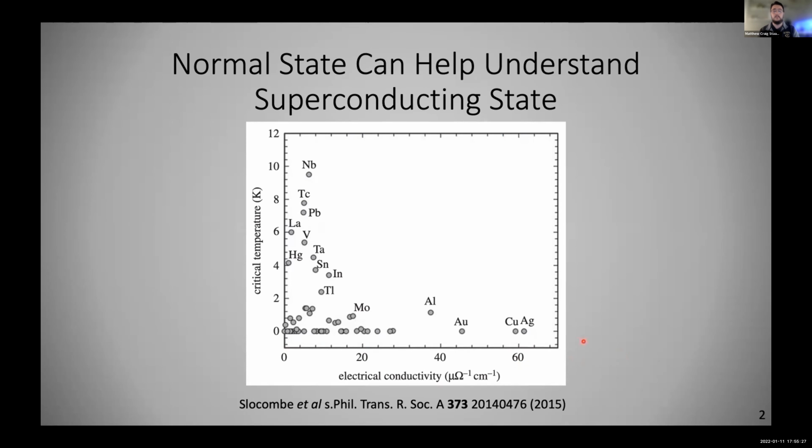On the x-axis, we have electrical conductivity, and the y-axis, we have the superconducting transition temperature. And you can see that the worse of a conductor a material is, the more likely it is to be a better superconductor. And that's a little counterintuitive. Why would a material be a better superconductor if it is a bad conductor? Well, as it turns out, the same mechanism that causes the poor conductivity at room temperature, namely the phonons, contributes to the pairing mechanism of the electrons in the superconductivity. And so this is just one example of normal state helping us understand the superconducting state.